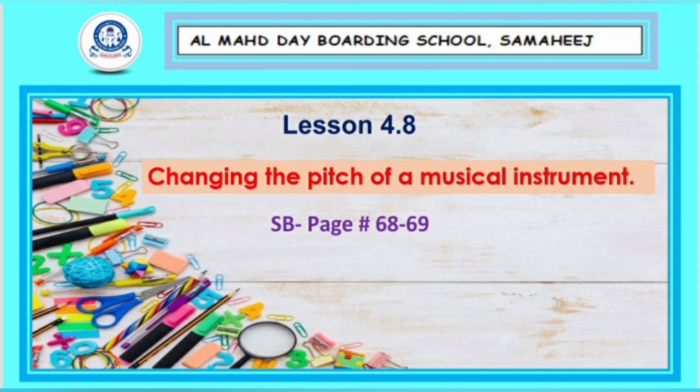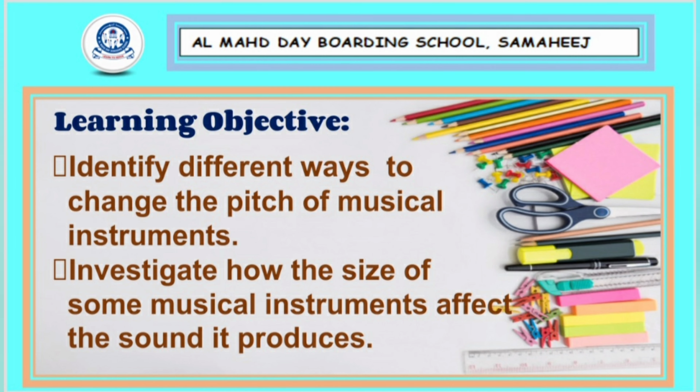Now, you're going to learn about Lesson 4.8, Changing the Pitch of Musical Instrument. On your student book, it is on page number 68 to 69. The learning objectives of this lesson: first, identify different ways to change the pitch of musical instrument. Second, investigate how the size of some musical instrument affect the sound it produces. So at the end of this lesson, these are the learning objectives, or the things that you're going to learn after this topic.